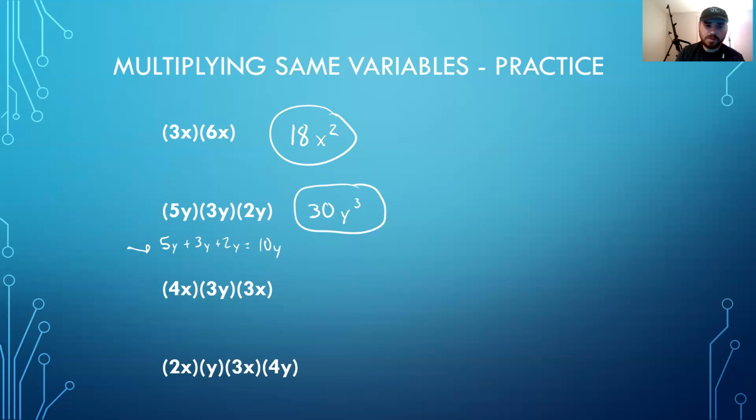So this next one, for example, we have 4x times 3y times 3x. 4 times 3 is 12, times 3 again is 36. And then we have x times y times x. That's 2 x's, so we have x squared, and then a y. And the last one, we have 2x times y times 3x times 4. 2 times 3 times 4, that is 24. Give me a second. We have 2 x's, so we have x squared, and we have 2 y's, so we have y squared.